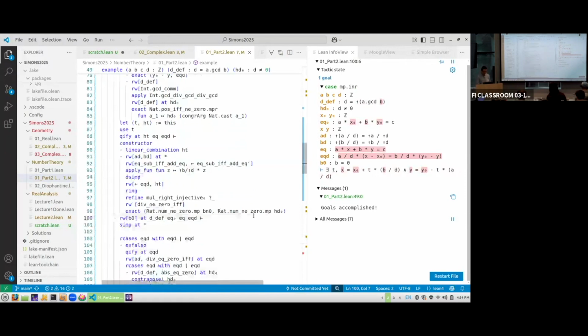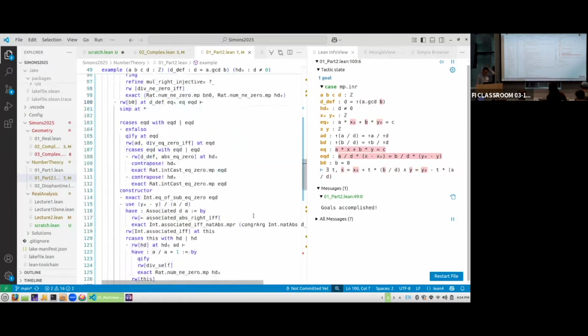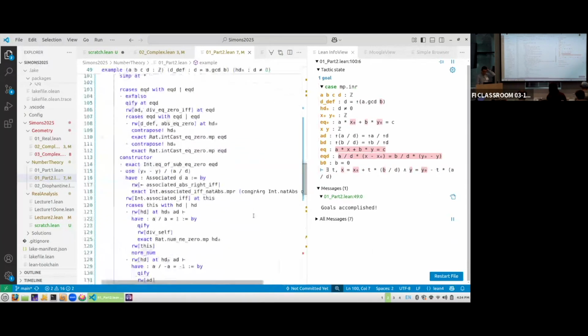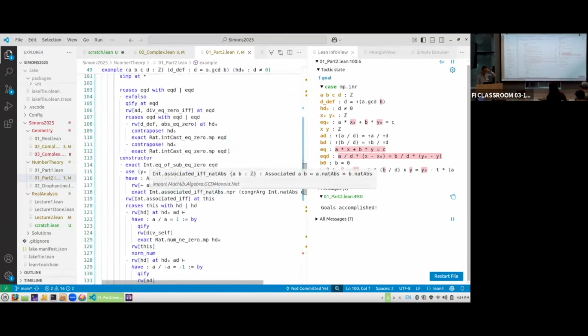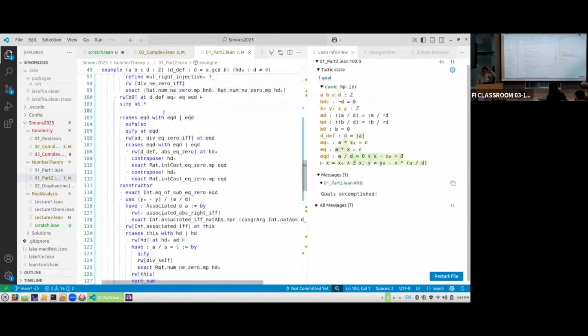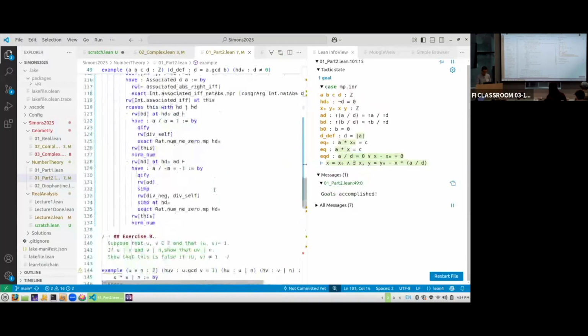And so the rest of it is when b is 0. And then there are a few cases, basically, when you simplify that, you get that the GCD is the absolute value of A. And so then you have to further break into cases based on whether A is positive or negative, and it does work out.